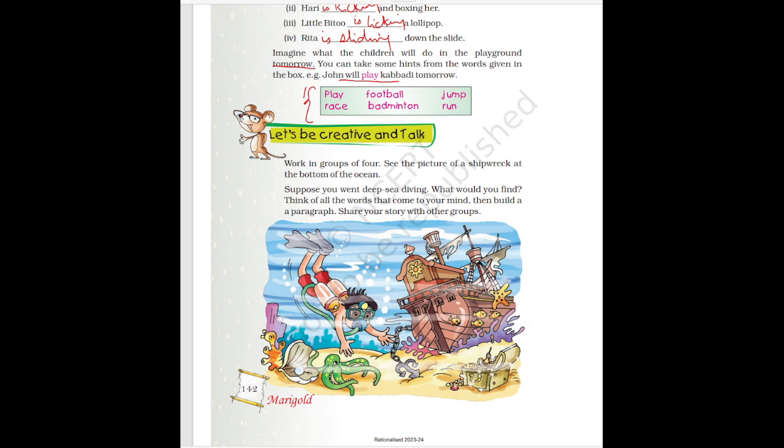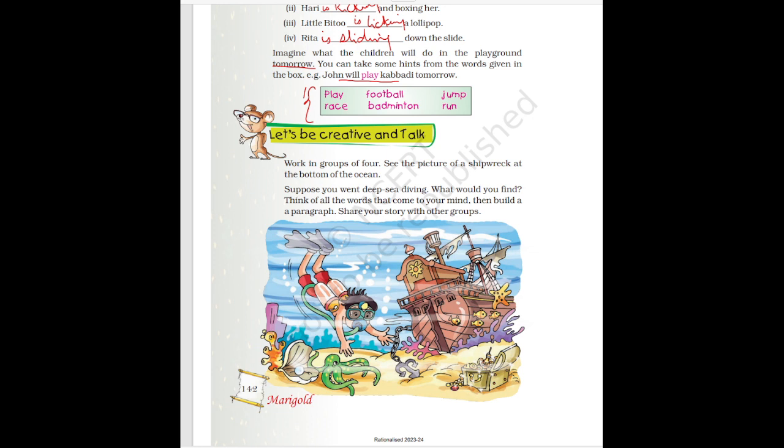You have to make a paragraph. Let's be creative and talk. Work in groups of four. See the picture of a shipwreck at the bottom of the ocean. Suppose you went deep sea diving, what would you find? Think of all the words that come to your mind, then build a paragraph. Share your story with other groups. Okay, this is a group work. Group of four members. You have to sit, look at this picture, discuss, and write your own story.